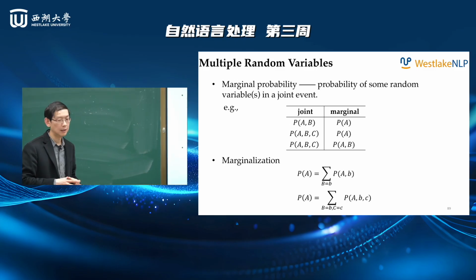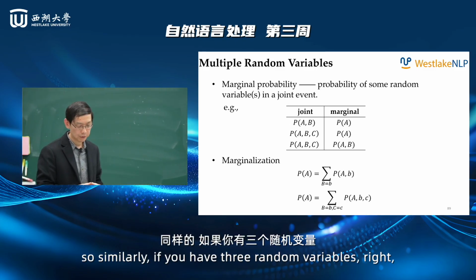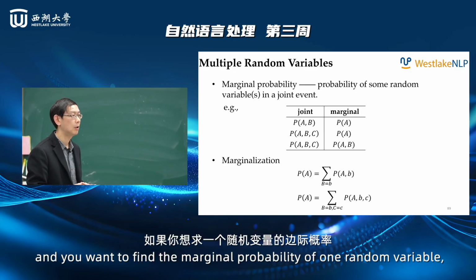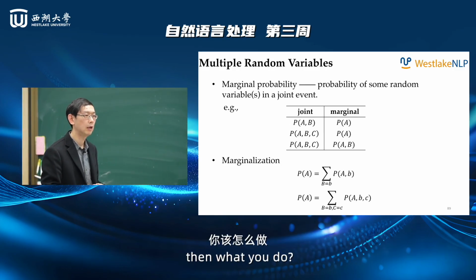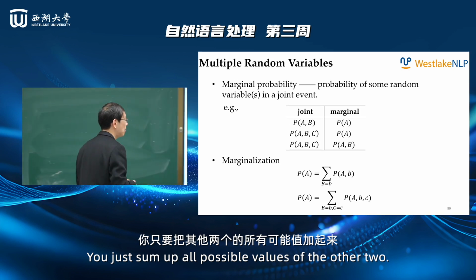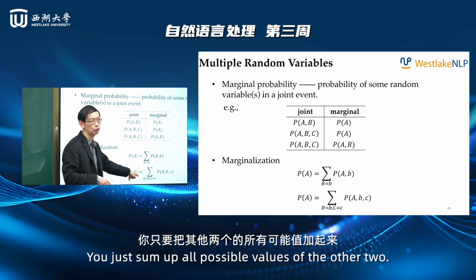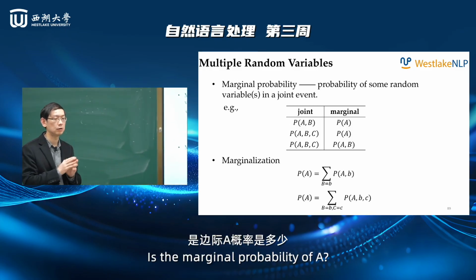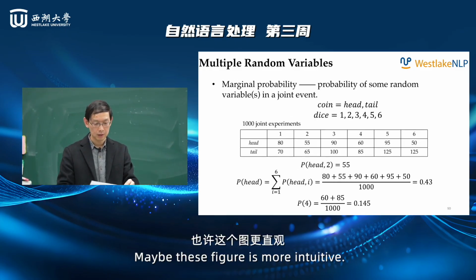Okay? So similarly, if you have 3 random variables, right? And you want to find the marginal probability of 1 random variable, and then what you do? You just sum up all possible values of the other 2, okay? And then get the total joint probability is the marginal probability of A. Maybe this figure is more intuitive.